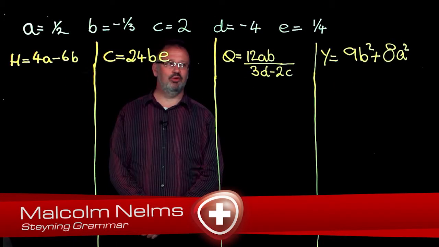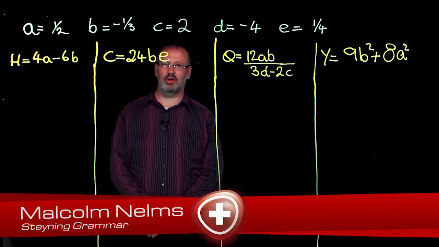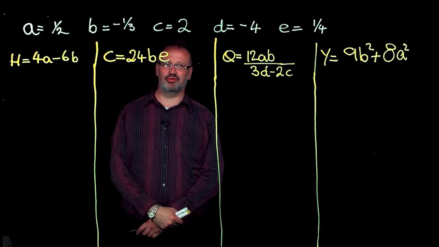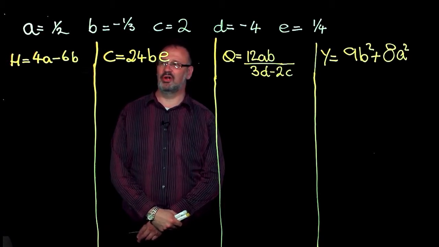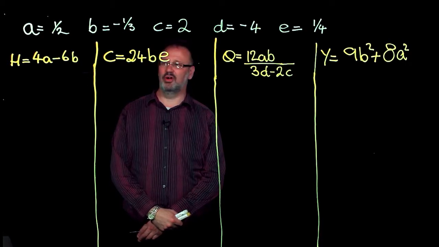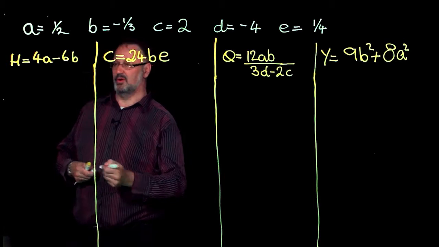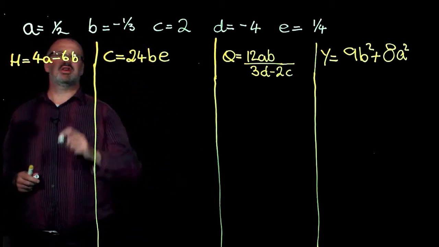Okay, we have here four formulae, and they are quite complex, and I'm going to be putting in values which are fractions and negative. So already I'm beginning to think to myself an element of caution as to how I substitute these five values into these four formulae. I know that I'm going to have to be a little bit cautious. So let's look at the first one.